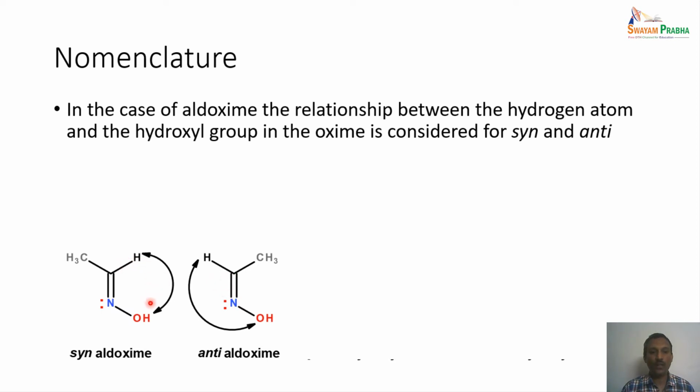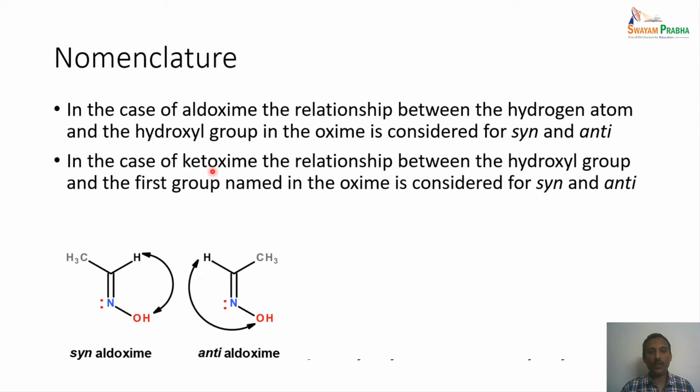If the hydrogen and the OH are on the same side, it is called the syn aldoxime, and if the hydrogen and the OH are on the opposite side, it is called the anti-aldoxime. In an aldehyde we only have one alkyl group and a hydrogen, and since the name aldehyde comes from the hydrogen unit, we use the hydrogen as the reference for naming aldoximes.